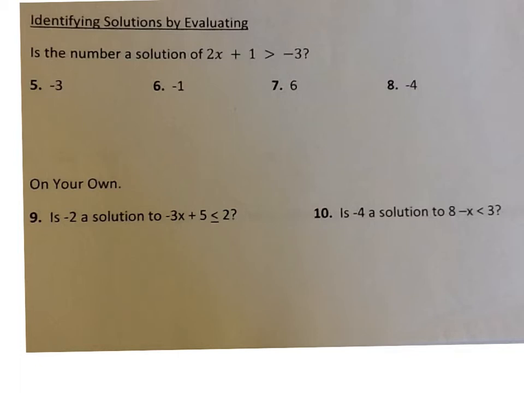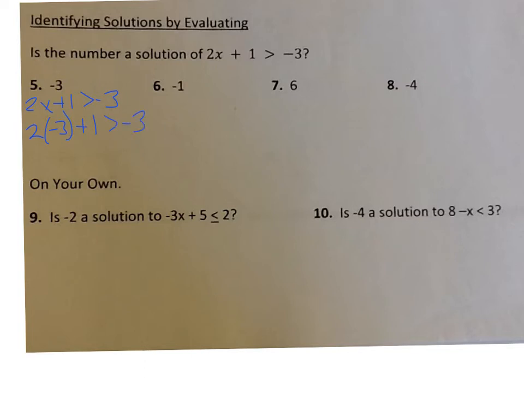So moving on to identifying solutions. The question is, is the number a solution of 2x plus 1 is greater than -3? So what we're going to do is substitute for number 5, -3 into our inequality. So we have 2x plus 1 is greater than -3. I'm going to plug in -3 in place of the x. And then we're going to simplify both sides.